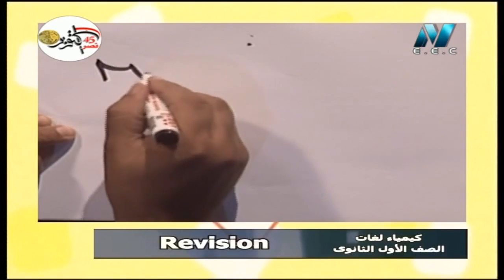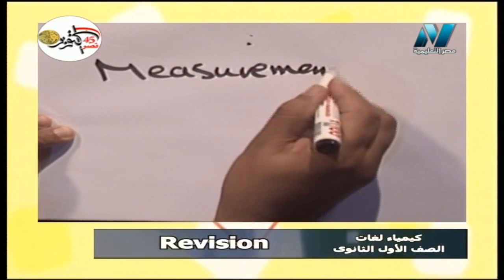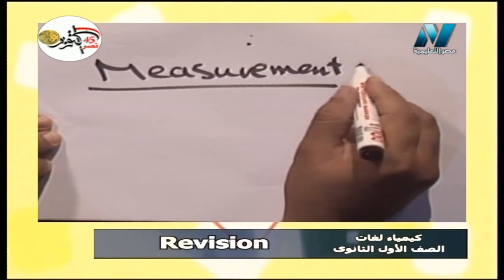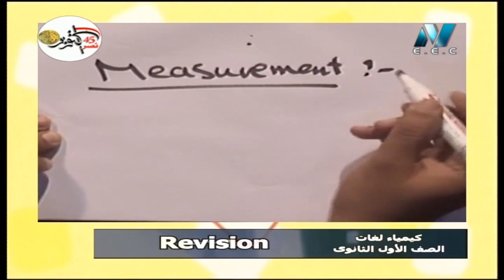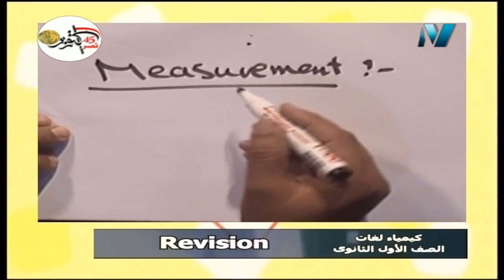And we have many branches of chemistry. But we have a new definition or concept that is very important in chemistry. This concept is called measurement. What do we mean by measurement? Measurement means the act of measuring.